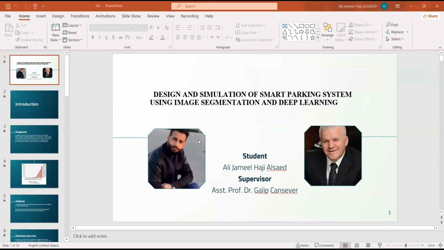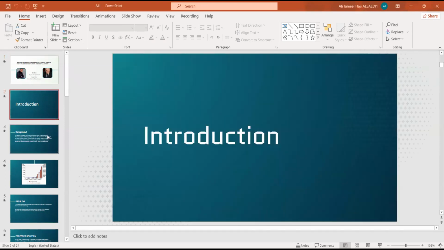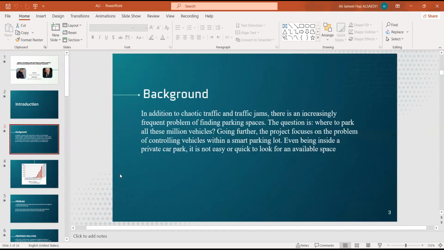Design and simulation of a smart parking system using image segmentation and deep learning. Introduction, background: in addition to chaotic traffic and traffic jams, there is an increasingly frequent problem of finding a parking space. The question is where to park all these million vehicles.